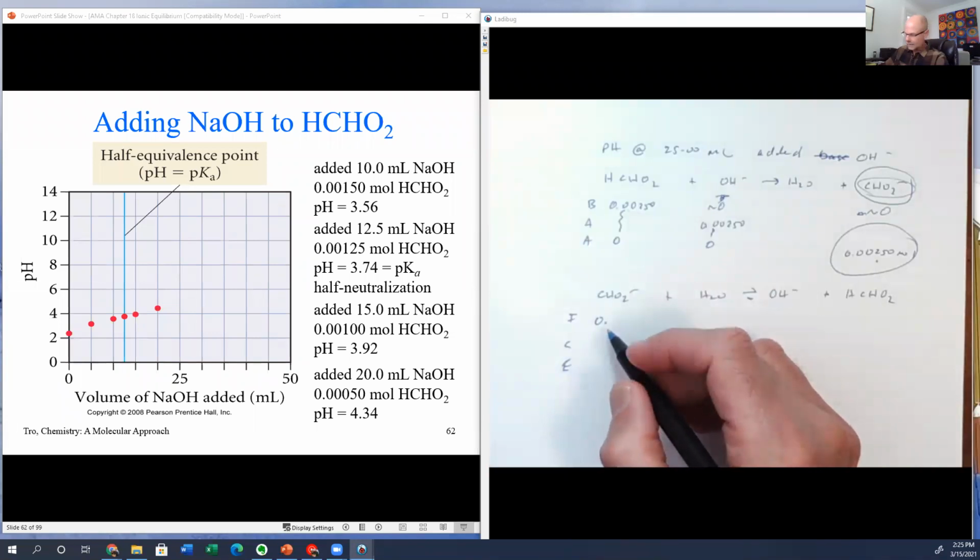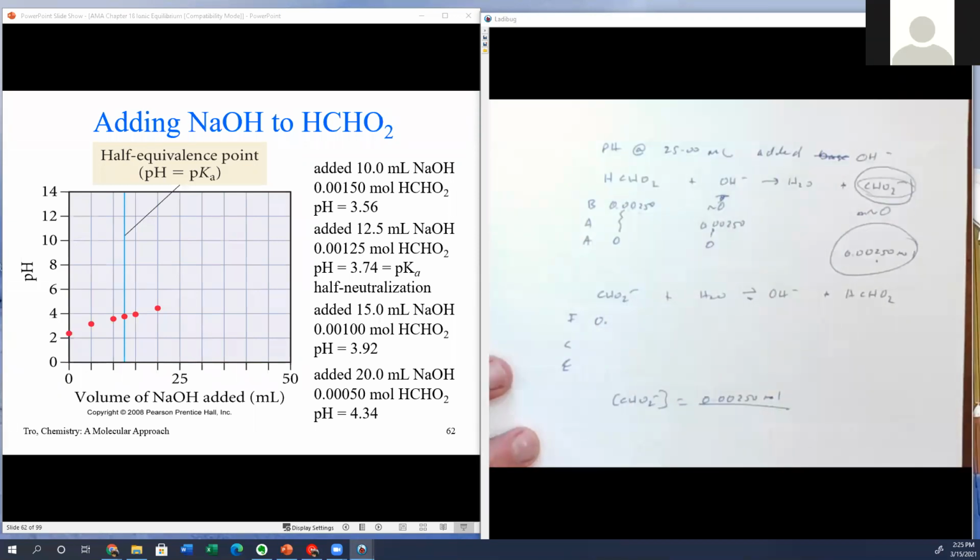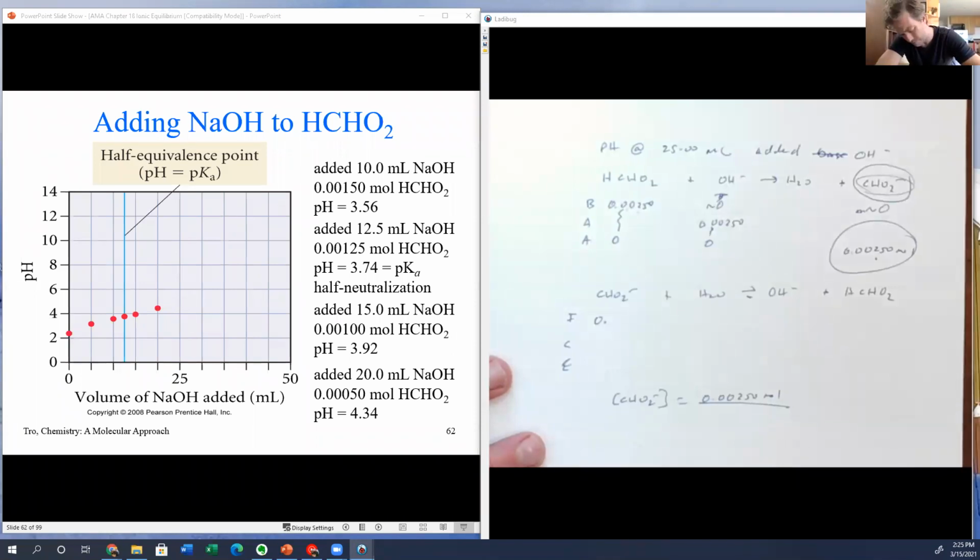So we got 0.00250 moles. Now, what's the total volume at the equivalence point? Is it 50 mL? Correct, 50, right? Because you had 25 initially.